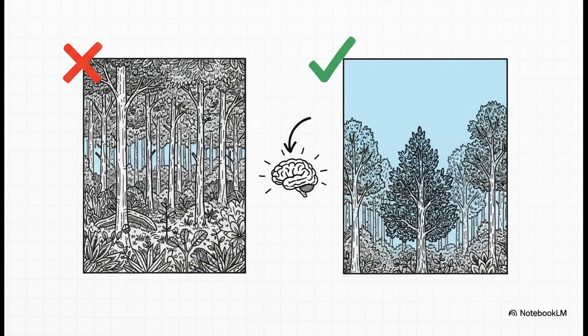Now step 2. And this is maybe the biggest mental shift you need to make. Stop asking the AI for a beautiful image. Start asking it to design a book cover. It's a totally different thing. You have to think about composition and where the text is going to go from the very first prompt.